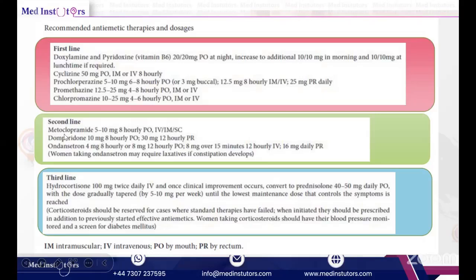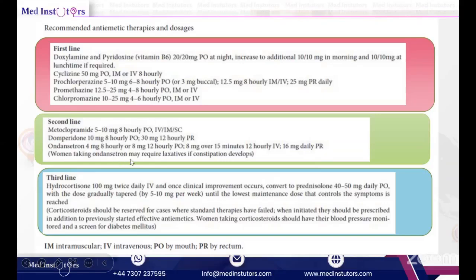Then the second line, which needs more discussion. I memorize this second line as MOD: metoclopramide, ondansetron, and domperidone. These are the three important medications in the second line. Metoclopramide is very important and very effective, but it has some extrapyramidal side effects, and it can even be given subcutaneously, which is an extra advantage. Then domperidone, which can be given 10 milligrams, and even parenterally. Ondansetron: 4 milligrams 8 hourly, or 8 milligrams 12 hourly. For IV, 8 milligrams can be given over 15 minutes, 12 hourly, and 16 milligrams daily per rectum. So these are the things that you need to memorize.